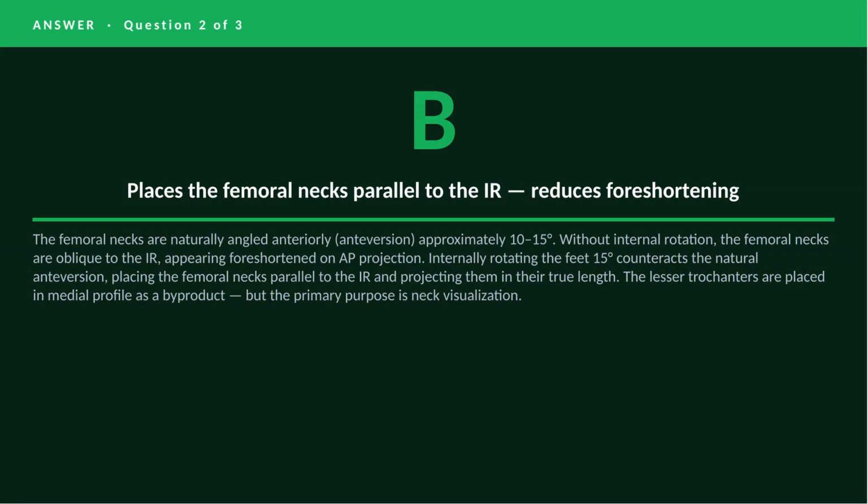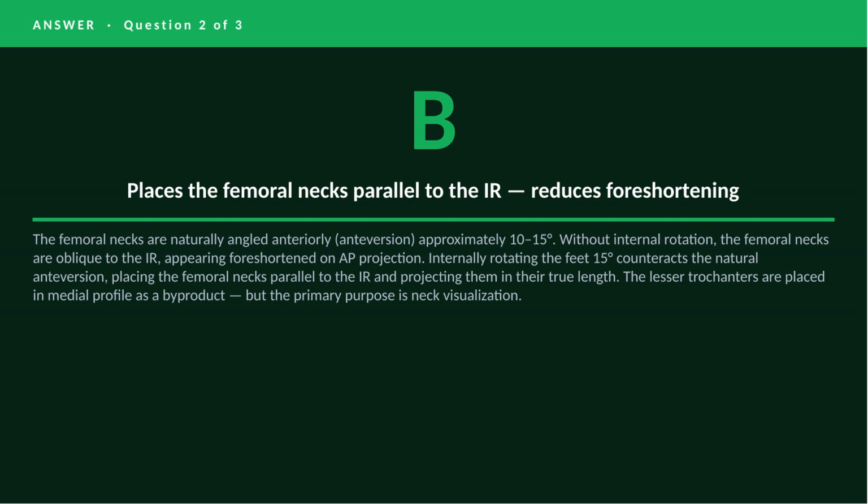The answer is B. Places the femoral necks parallel to the IR, reducing foreshortening. The femoral necks have a natural anterior angulation, anteversion, of approximately 10 to 15 degrees. Without internal rotation, the necks are oblique to the IR and appear foreshortened on AP projection.